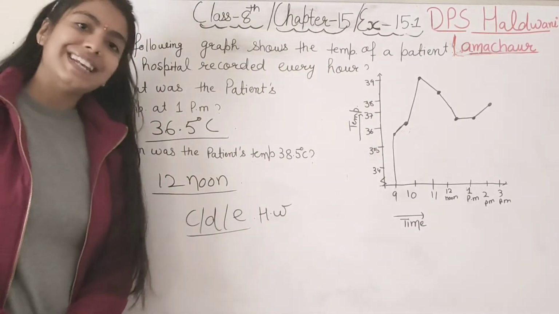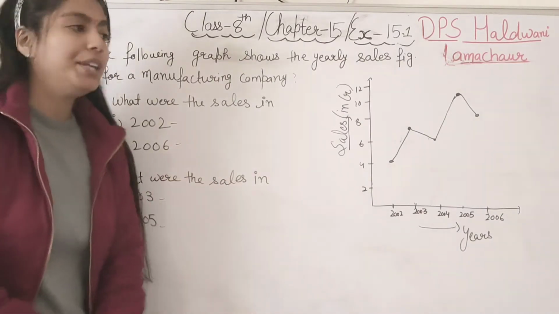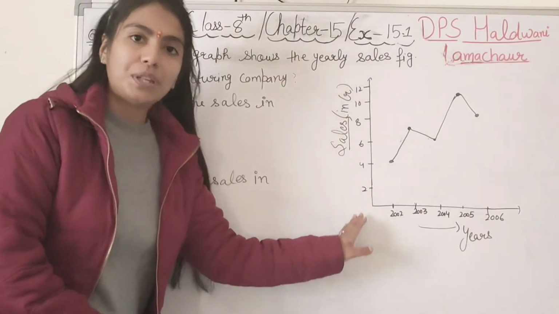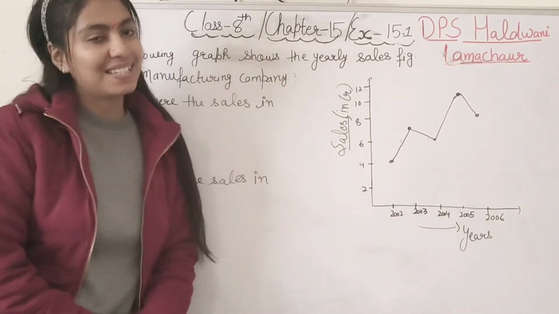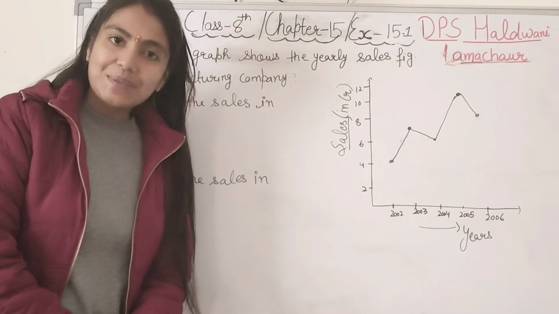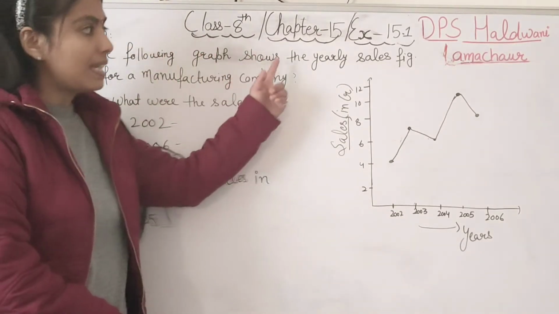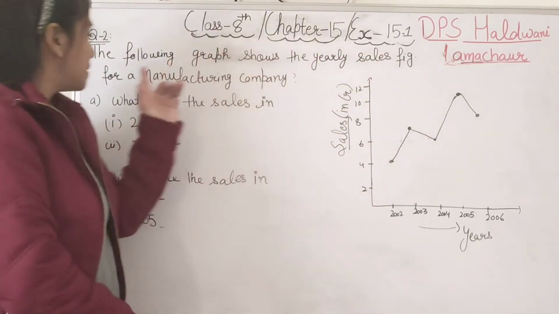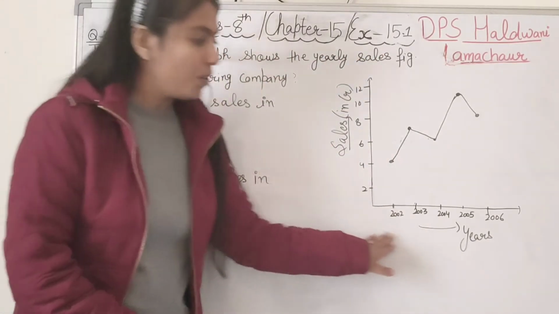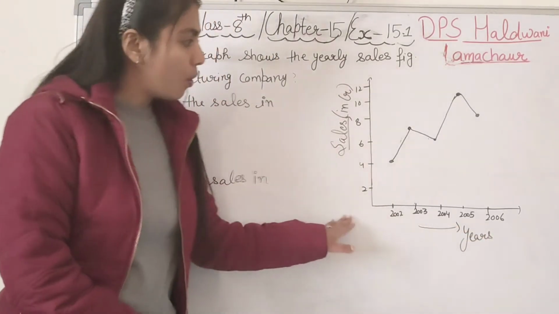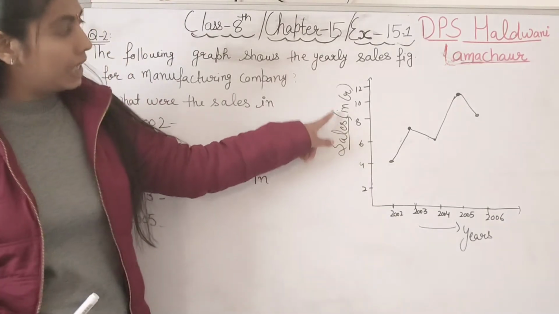Now coming to our next question. Coming to our question number 2. In this question again you have a graph, and on the basis of the graph you have questions. You only have to give the answer after seeing the graph. So very simple, student. So let's start. Question number 2. The following graph shows the yearly sale figures for a manufacturing company. So along the x-axis years and along the y-axis sales. Right? And sales is given in crore.